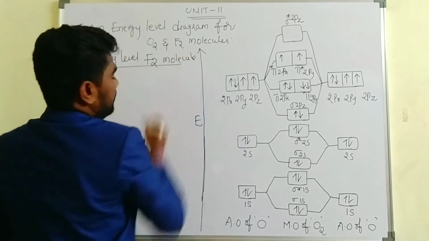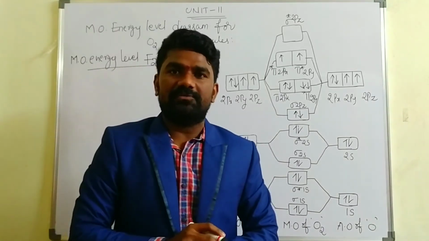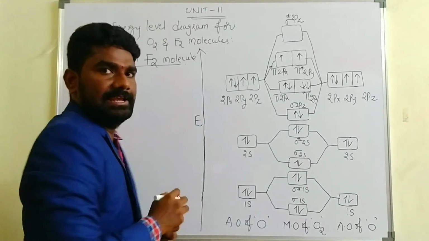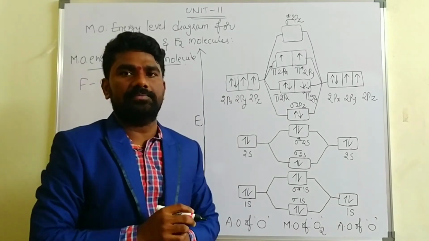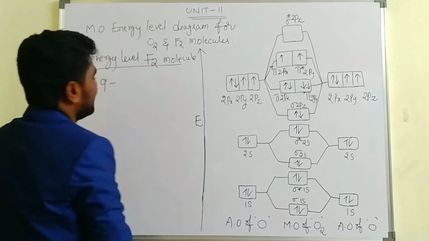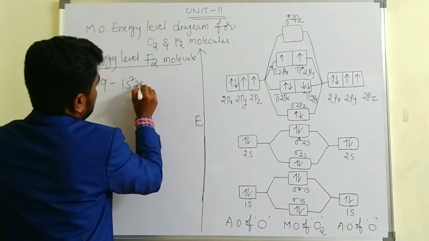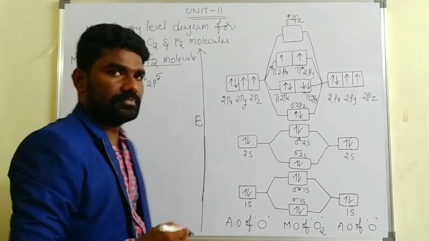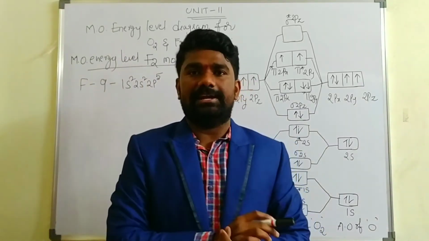The F2 molecule, what is the atomic number of fluorine? Fluorine atomic number will be 9, isn't it? So how many electrons are present in the fluorine atom? 9 electrons, isn't it? What is the electronic configuration of the fluorine atom? 1s2, 2s2, 2p5, isn't it? This is the electronic configuration for the fluorine atom.